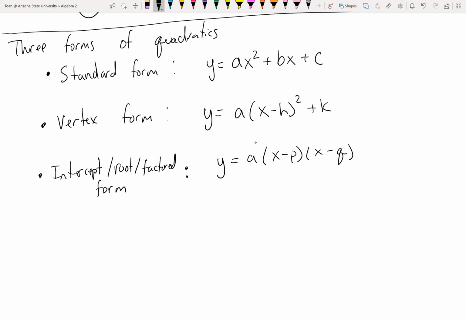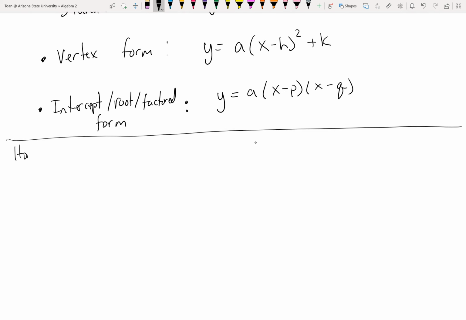Believe it or not, although these three equations look completely different, they all paint or create the same picture. So how do I create these parabolas? How do I create these U-shapes if I'm given these three forms? Well, let's talk about them one at a time.